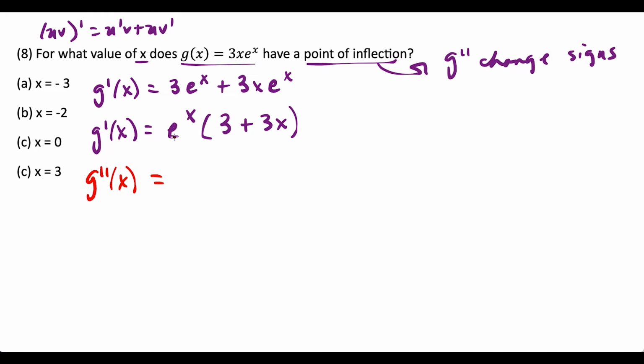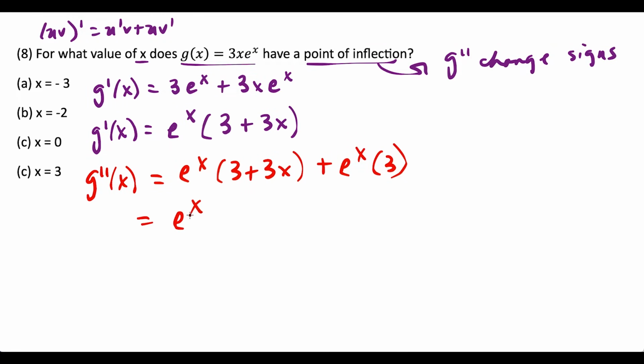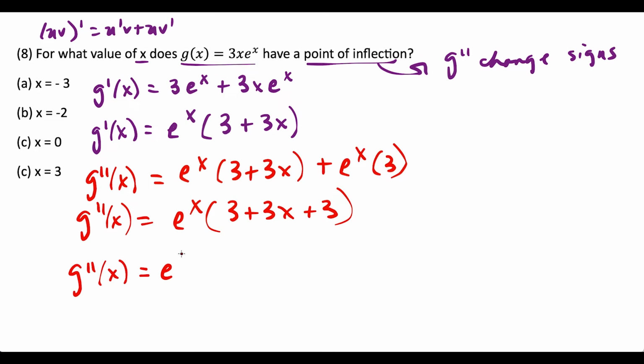So now when we take the derivative, we're going to have, let's say here, the derivative of the first term is e to the x. And then we have 3 plus 3x like this. And then plus we have e to the x times the derivative of the inside is just 3. So from this step here, now we could factor out e to the x. And we're going to have e to the x times, we have 3 plus 3x, and then plus 3 like this. So this is our second derivative, which we could clean up a bit. G double prime is equal to, we have e to the x times 3 plus 3 is 6, and then we have plus 3x like this.